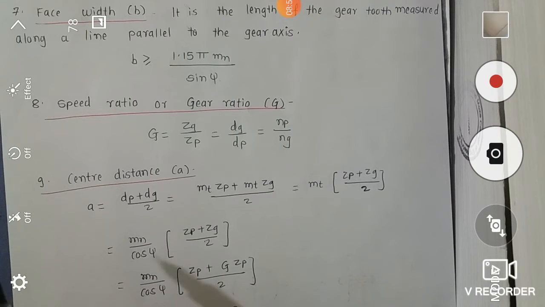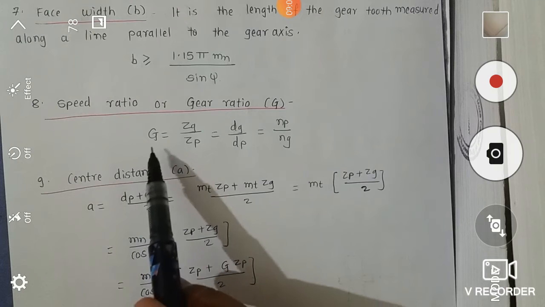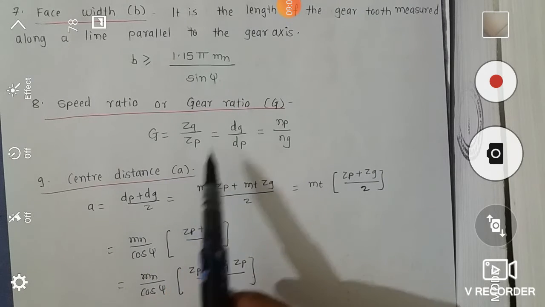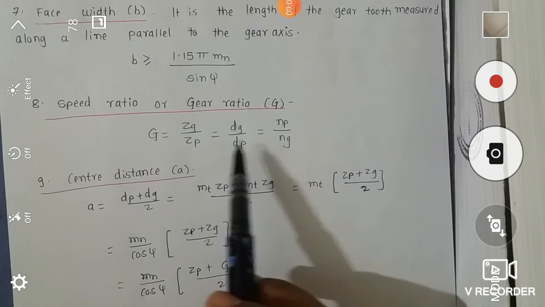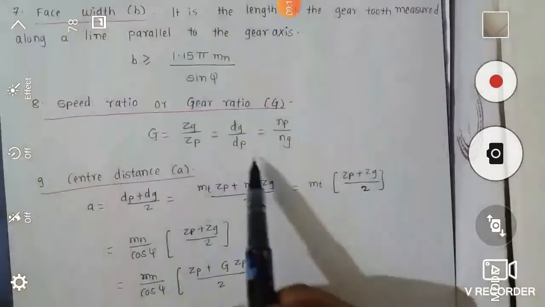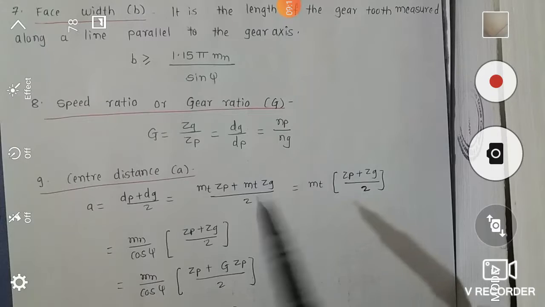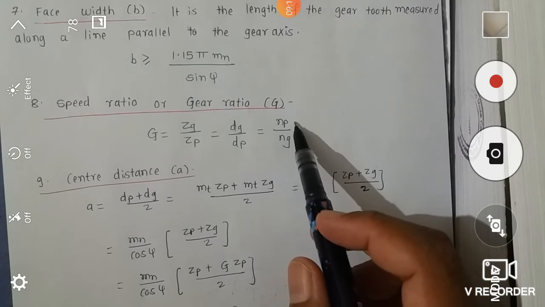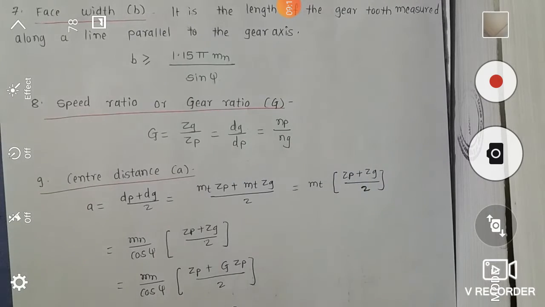Next point is speed ratio or gear ratio, which is indicated with symbol G. G is equal to number of teeth on gear divided by number of teeth on pinion, which is equal to pitch circle diameter of gear divided by pitch circle diameter of pinion, which is equal to speed of pinion divided by speed of gear.